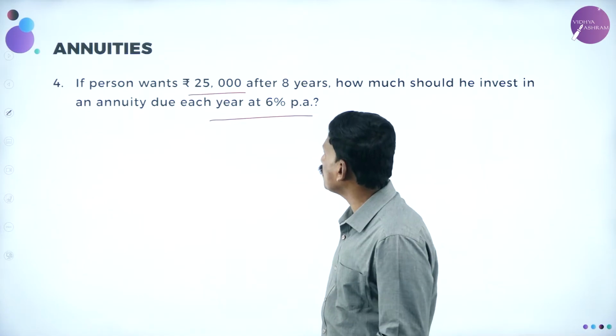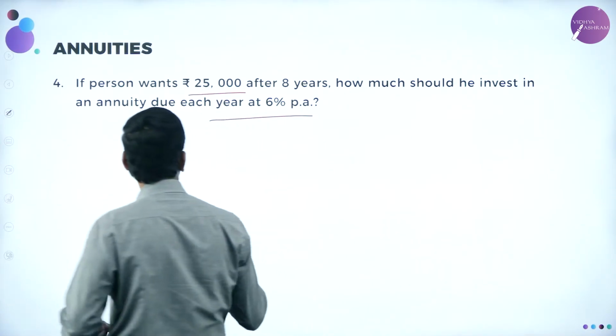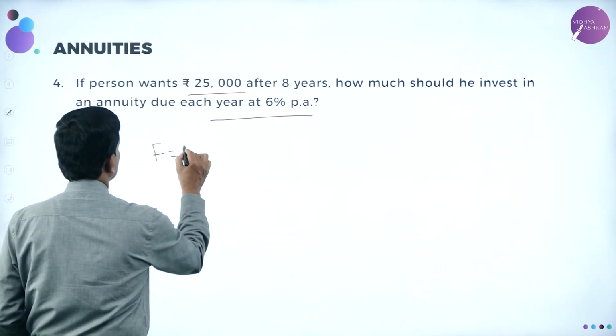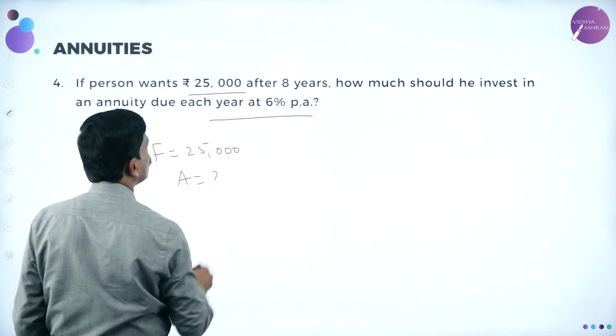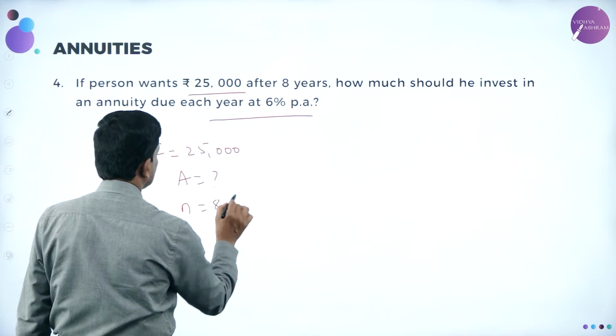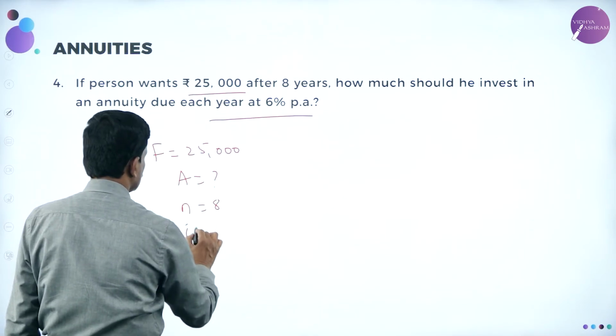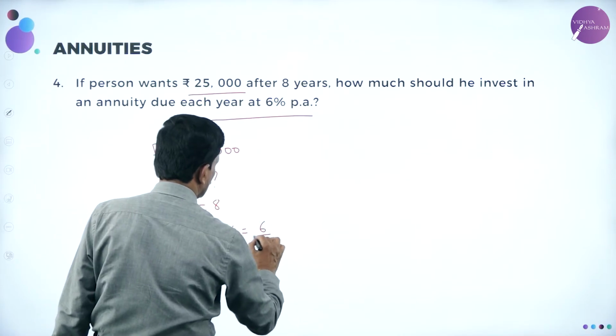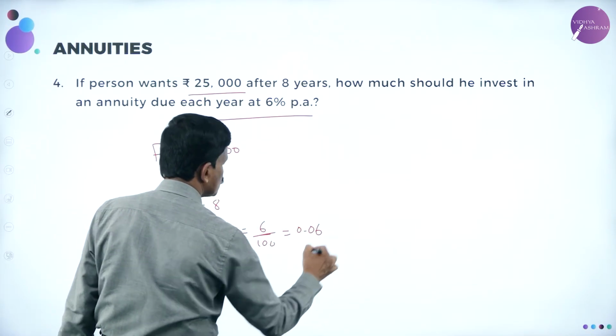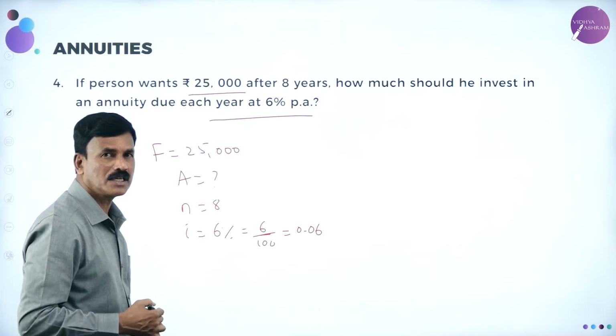This is an important problem. Now what is given here? F is given. F is equal to 25,000. A is to be determined and N is equal to 8 years, and the interest I is equal to 6%, that is nothing but 6 divided by 100 is equal to 0.06. That's it. These are the given conditions.